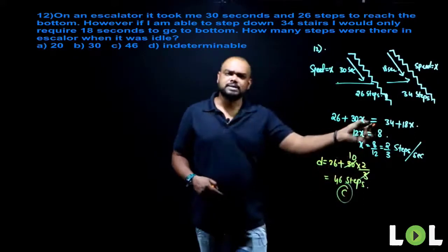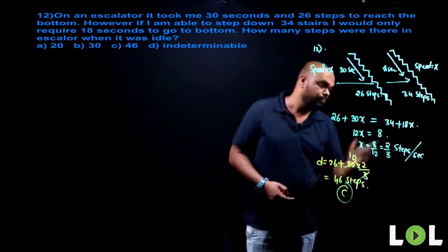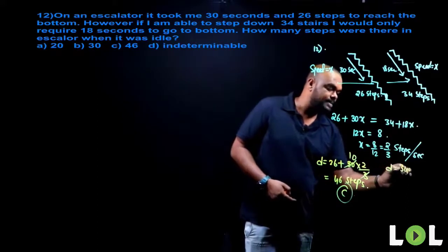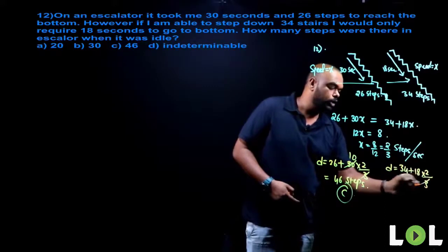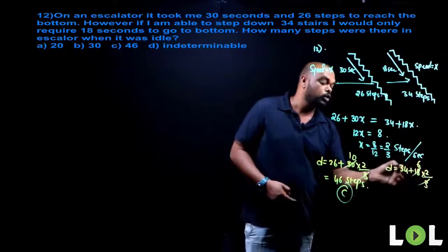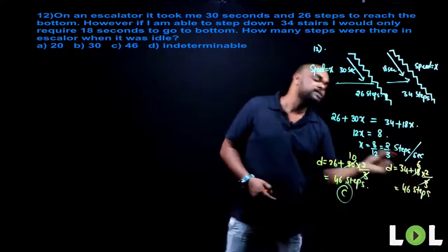You can apply here as well. Still we should get the same answer. If we get a different answer, it means we made a mistake somewhere. What happens here? Distance is 34 plus 18x. 18 into 2 by 3, 6 into 2, 12. 12 plus 34, once again 46 steps. In either place you can apply it, okay?